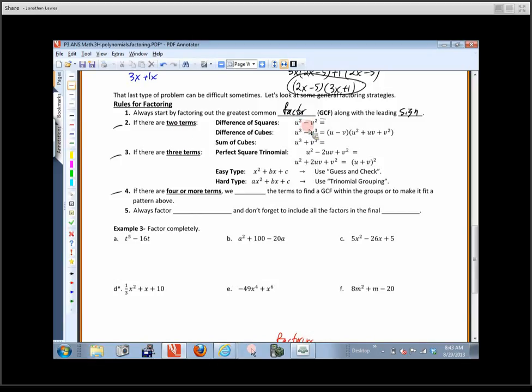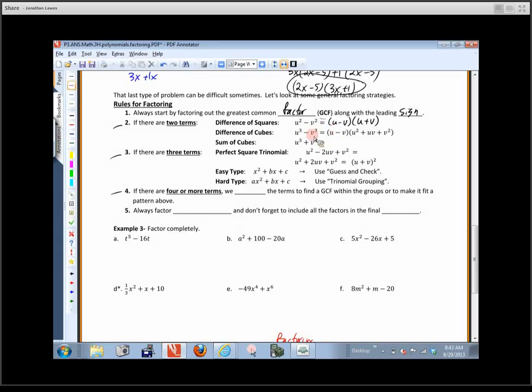Difference of squares, difference of cubes, and sum of cubes. You just need to know the formulas. If you have the difference of squares, it's going to be, in this case, write the minus first, u minus v, and u plus v.